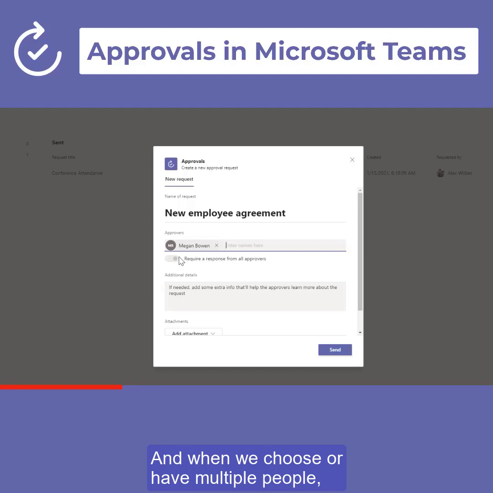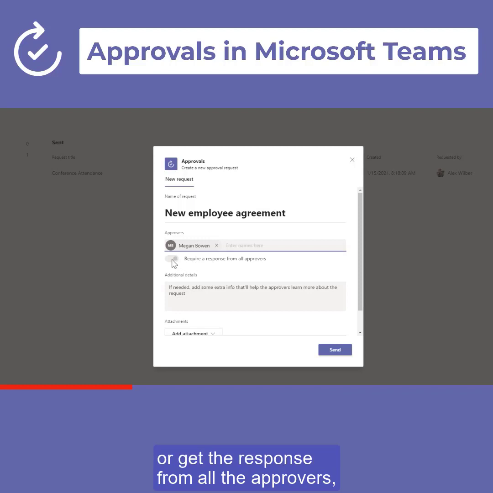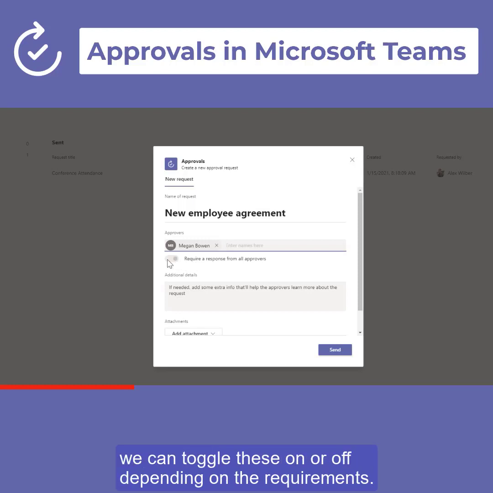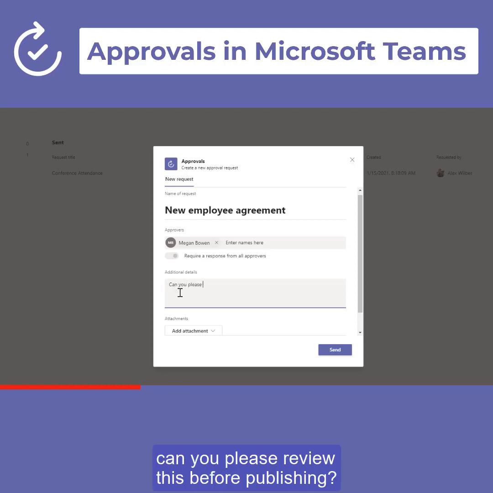And when we choose multiple people, we can toggle this switch, which means that if we need to wait for a response from all the approvers, we can toggle this on or off depending on the requirements. And we're now gonna put in a description. And let's just say, can you please review this before publishing? And that will appear in the card itself as well.